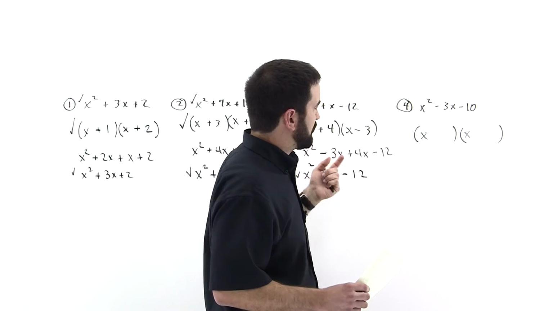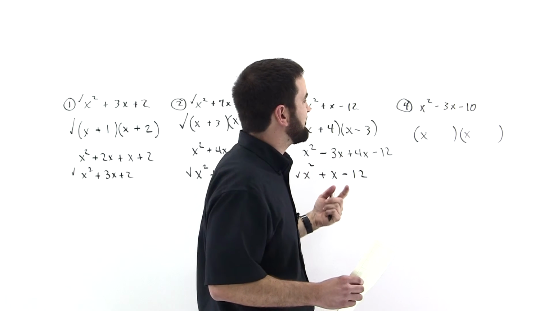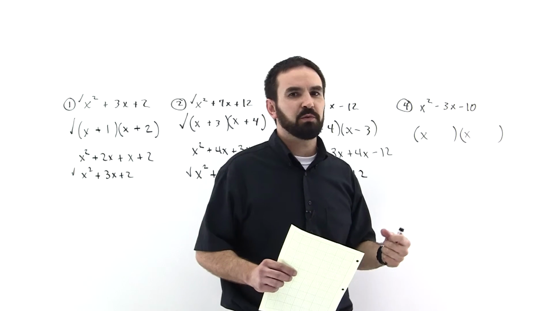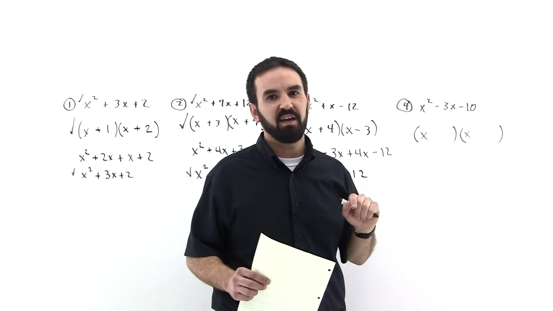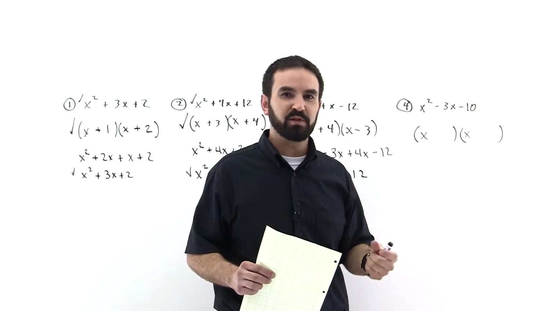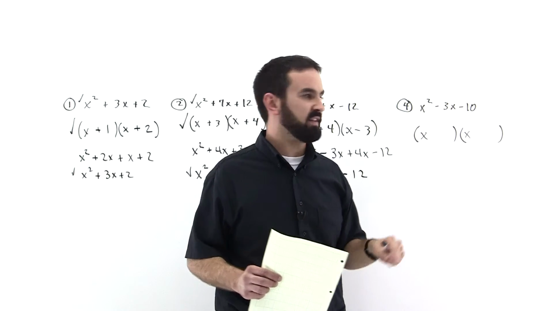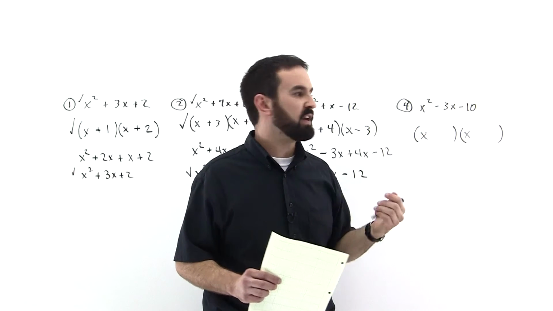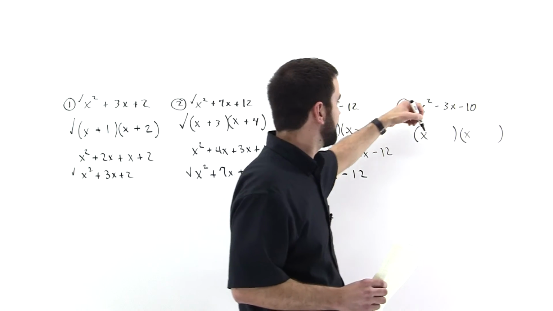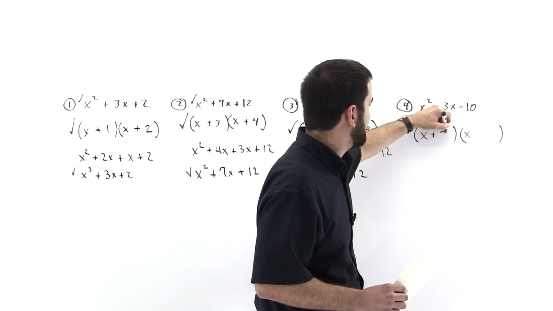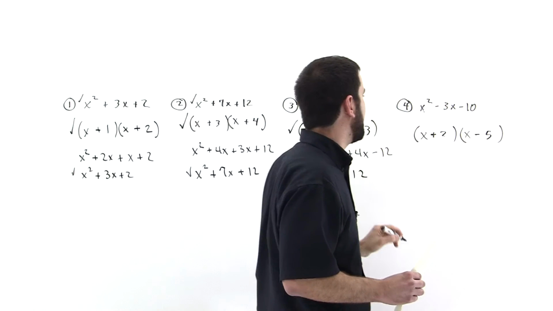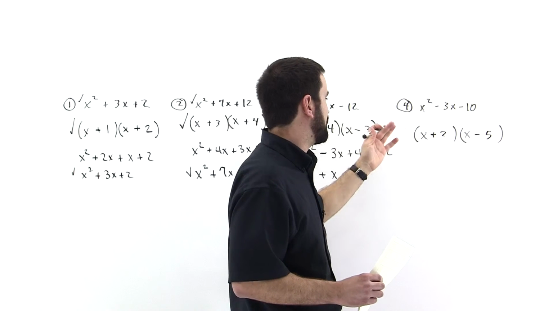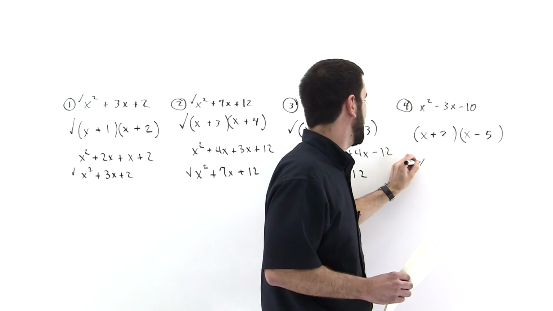So 2 times 5 is 10, right? And specifically, positive 2 times negative 5 gives negative 10, right? And the sum of the two numbers, positive 2 plus negative 5, gives negative 3. So it's going to be plus 2 and minus 5. And if we're not sure, we can just guess positive 2 and minus 5, and then check it.